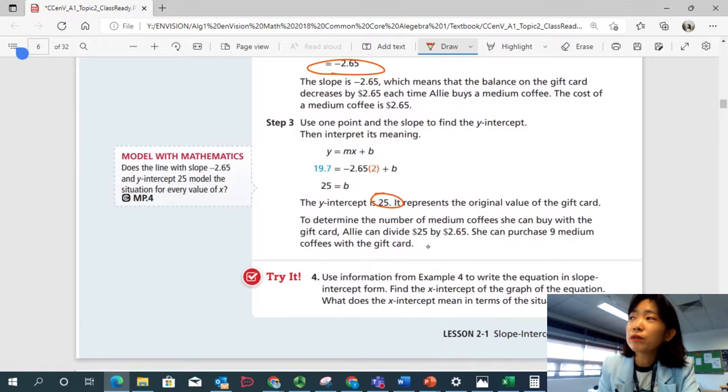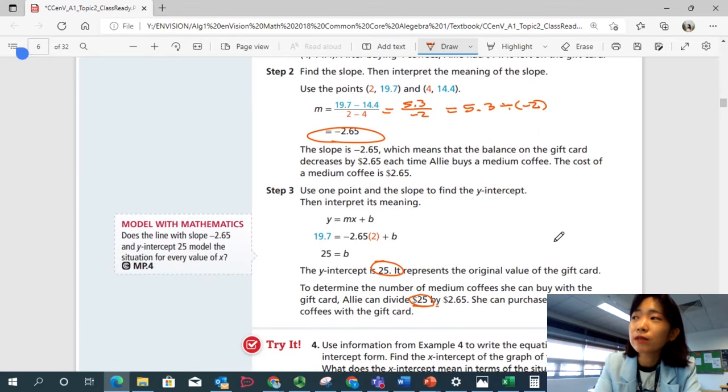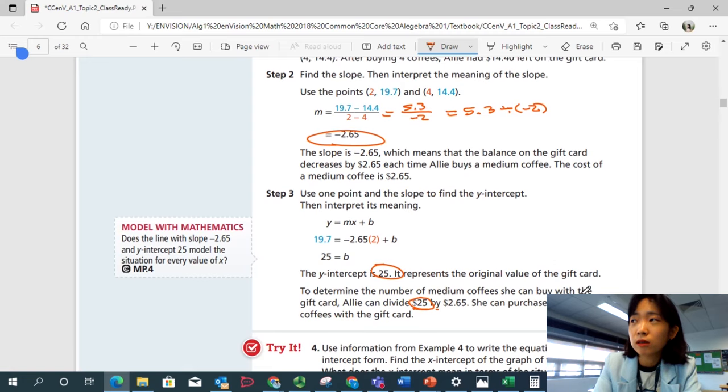And that's how you can figure out $25. And with that, you can also draw a line and figure out the x-intercept, or using the equation of the line, you can figure out the x-intercept. She can purchase 9 medium coffees with the gift card.